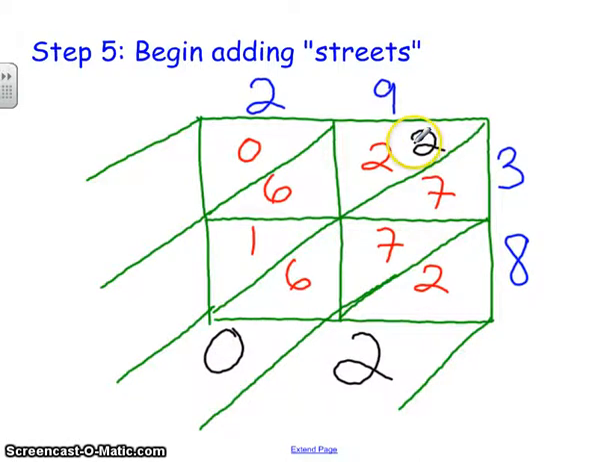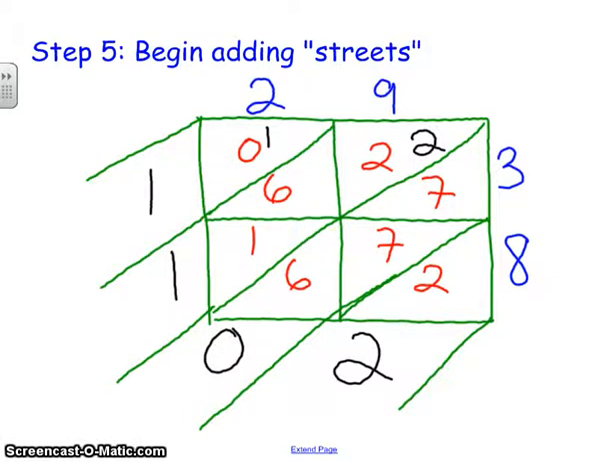Now we need to add up all the numbers on this street as well. So now we're going to take 2 plus 2, which is 4, and then 4 plus 6 is 10, and then 10 plus 1 is 11. We're going to write the 1 here and carry the 1 over here. Now we take 1 plus 0, and that answer is 1.